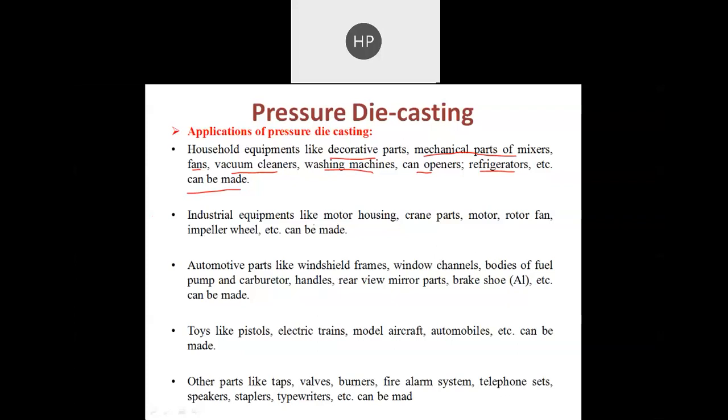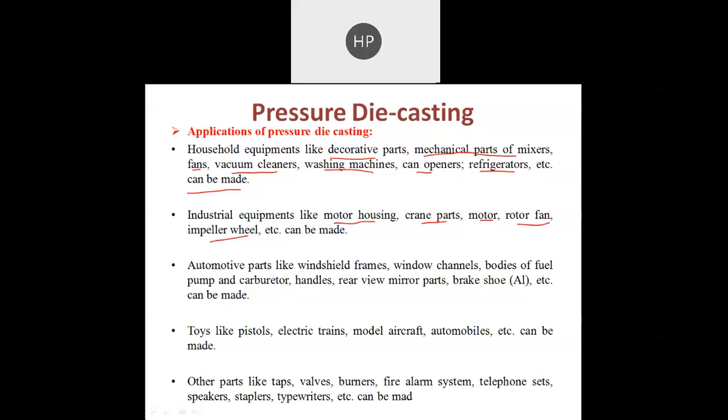Second, industrial equipment like motor housings, crane parts, motors, rotor fans and impeller wheels can be made by this pressure die casting, because we know that all are small parts with very thin and complicated shapes, which can easily be made by die casting. And as you know, motor housings, crane parts and impeller wheels are all required in large quantities, and that's why for mass production we can use die casting.